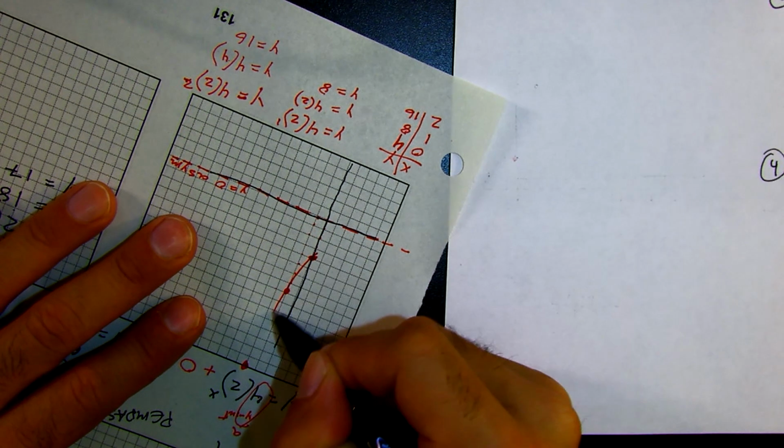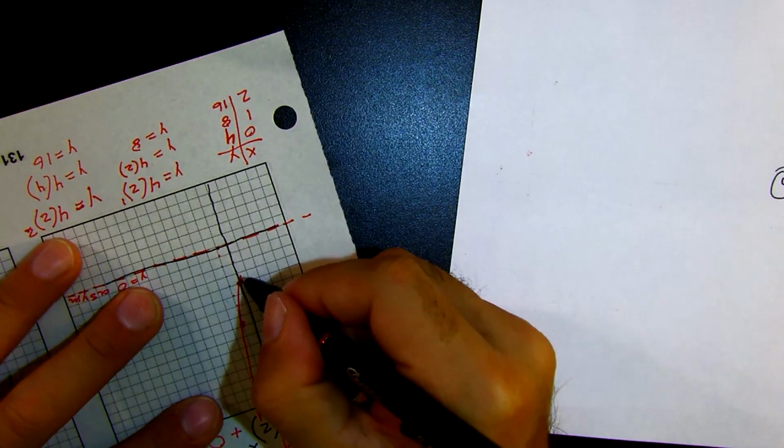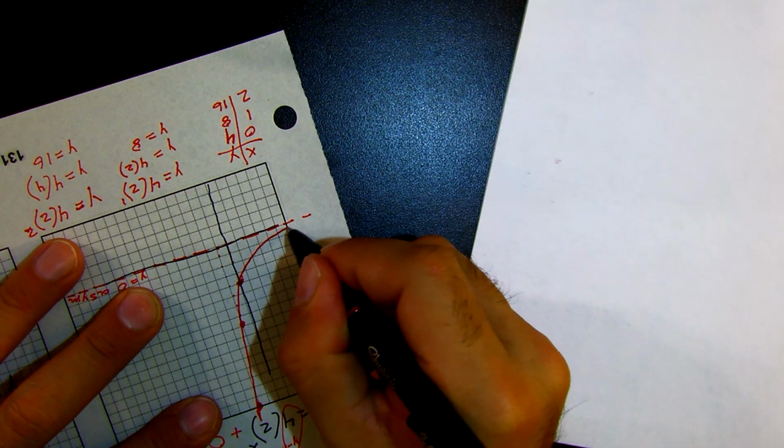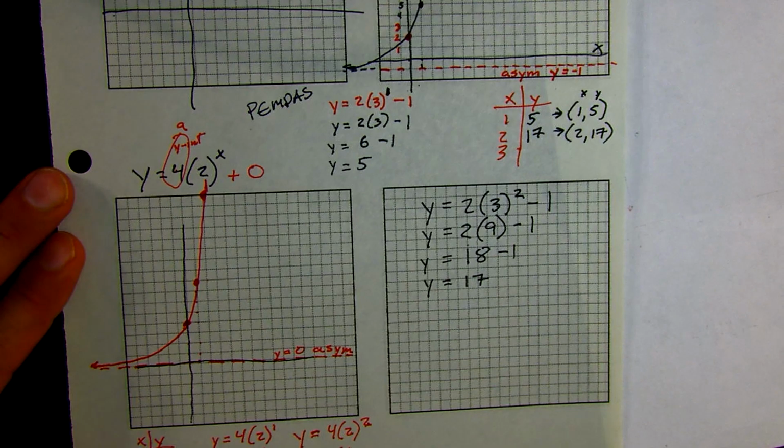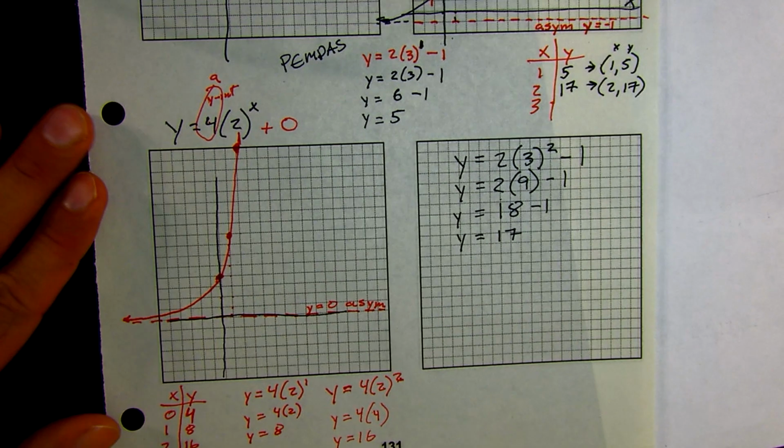So I like to turn the paper around so I can get a nice curve that's natural to how I write. And then I know it's going to go down, but never touch it.